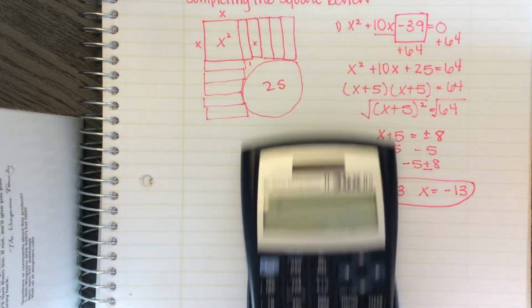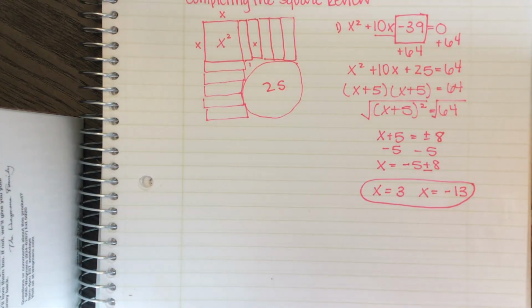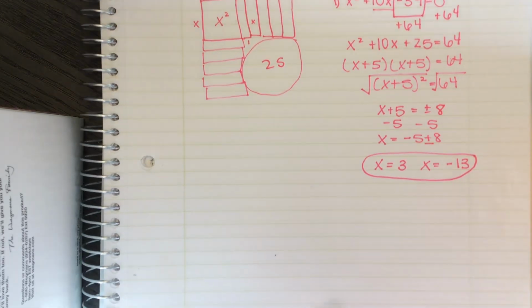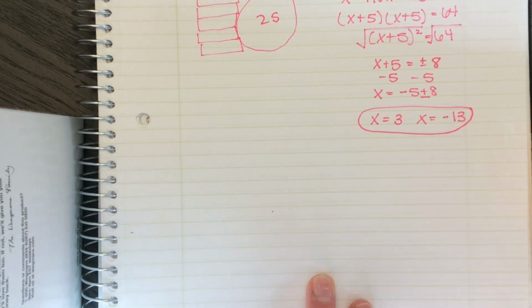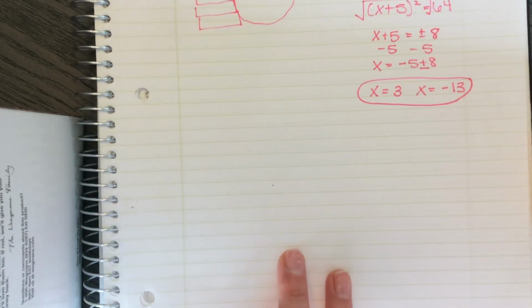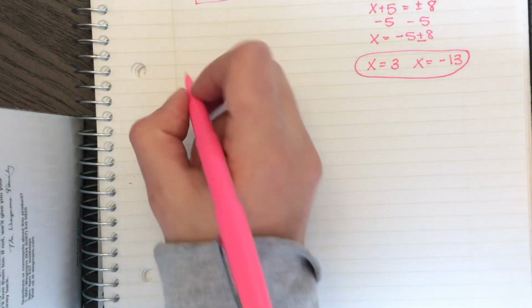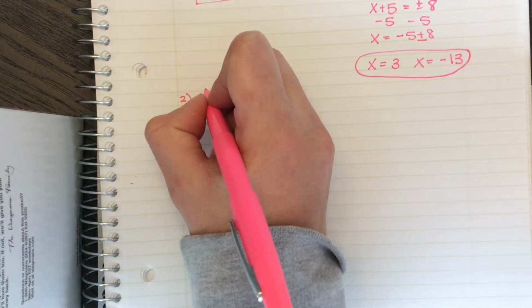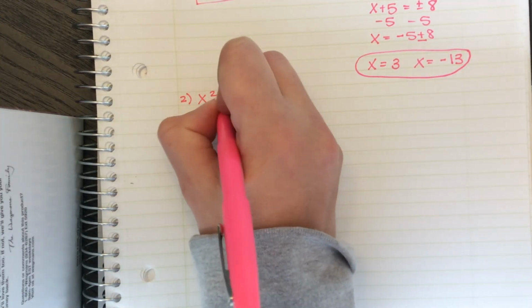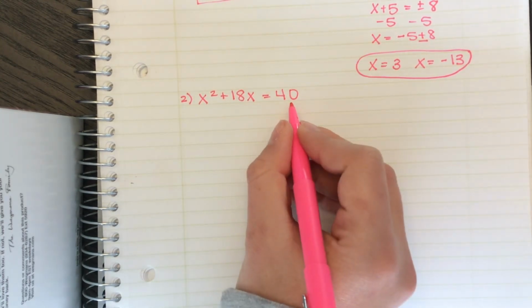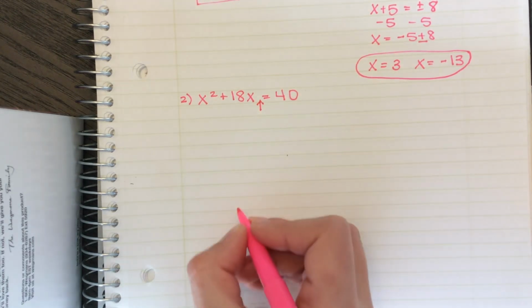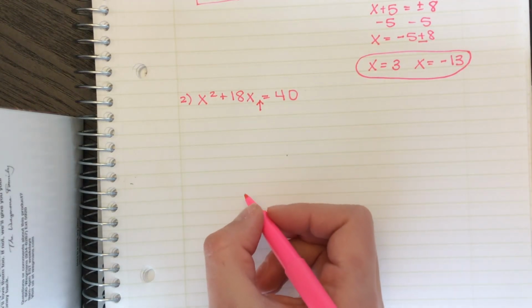Okay, so you can do that with all those examples right there. I am going to run through one more, and then you can check yourself with another example at the bottom. This one I'm going to do without the visual. If you look at example number 2, I have x squared plus 18x equals 40. The c term is over here, so I need to add a c term here that will make this a perfect square trinomial.